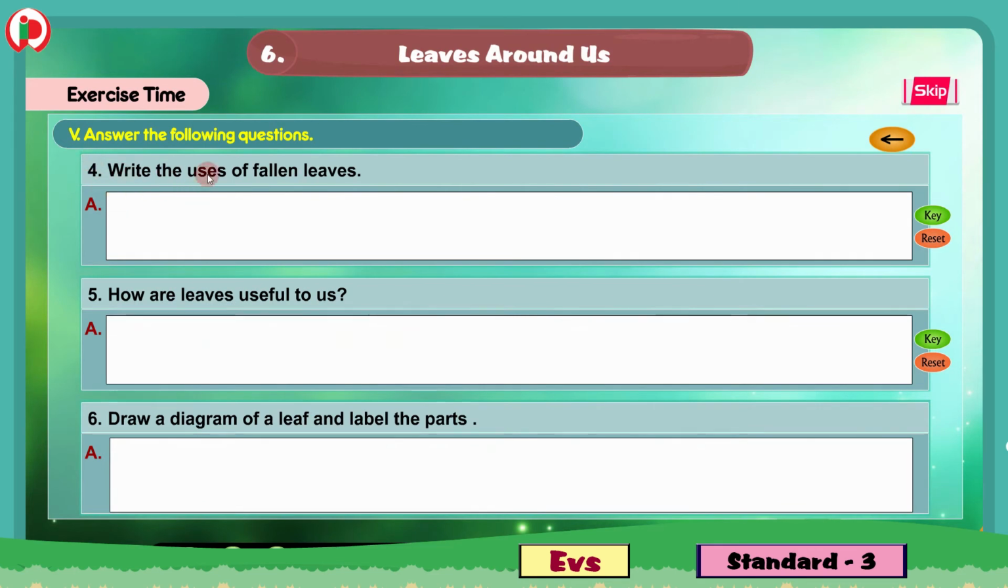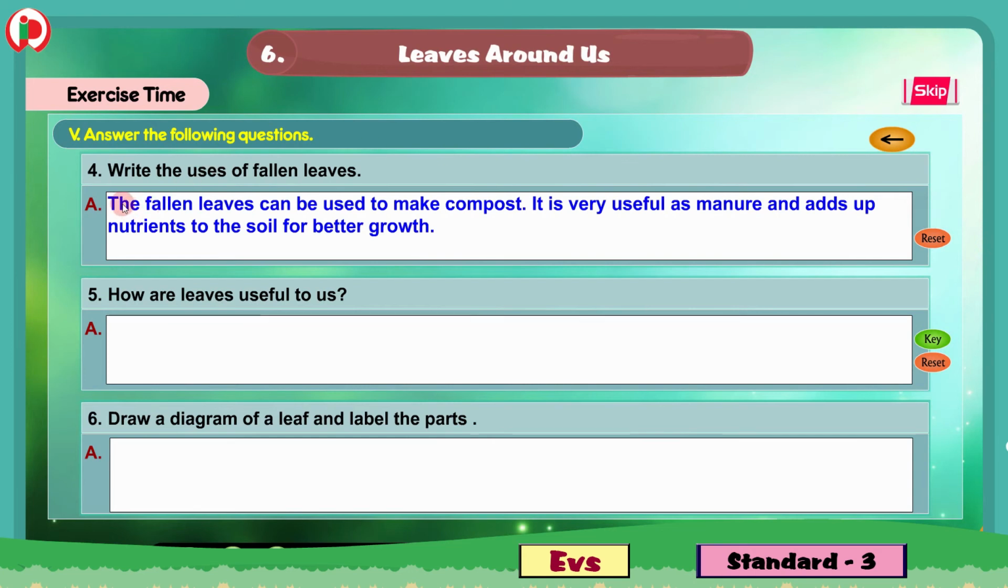4. Write the uses of fallen leaves. The answer for this question is, the fallen leaves can be used to make compost. It is very useful as manure and adds nutrients to the soil for better growth. So fallen leaves are used to make compost, and this compost is very useful as manure because it adds nutrients to the soil and helps the better growth of the plants grown in that soil.